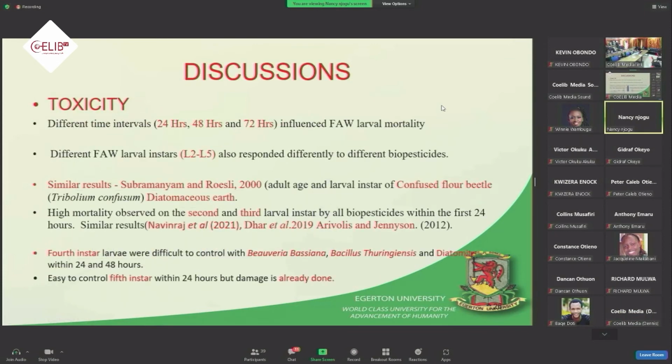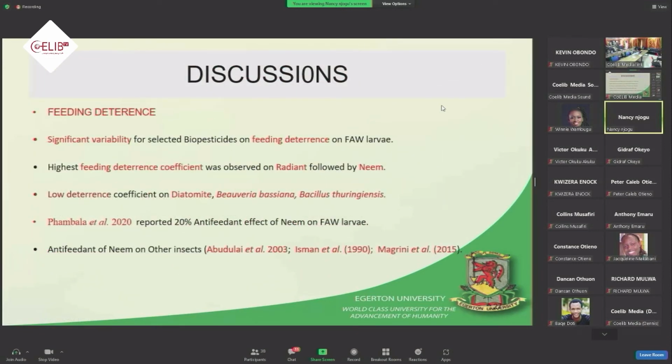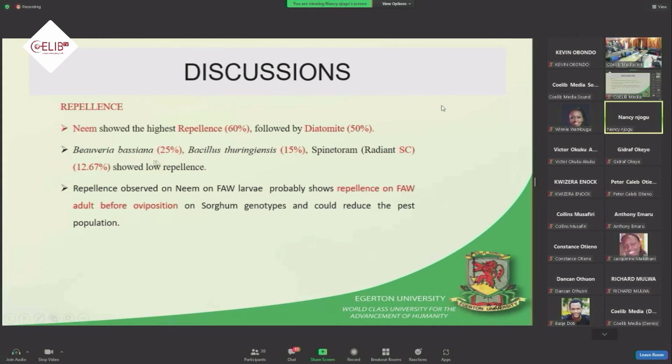And for the toxicity, for discussions, I've just mentioned that the 24 hours, 48 hours, 72 hours influenced the larval mortality. And the later instar larvae were difficult to control with these bioentomopathogens, and it was easier to control the fifth instar larvae within 24 hours. And there was significant variability for feeding deterrence coefficient for Radiant, followed by Neem, and Pambulant reported the same result. And Neem had the highest deterrence.